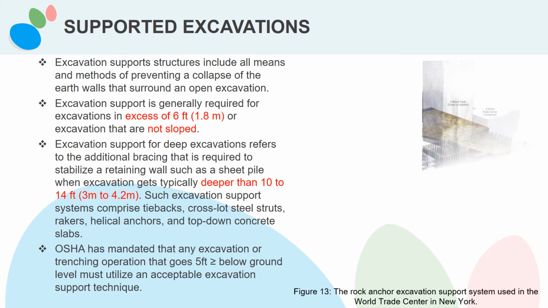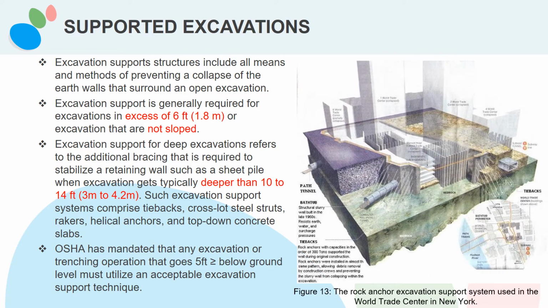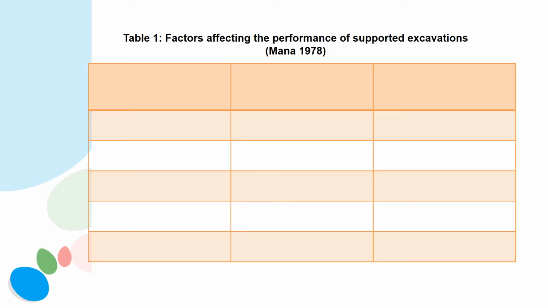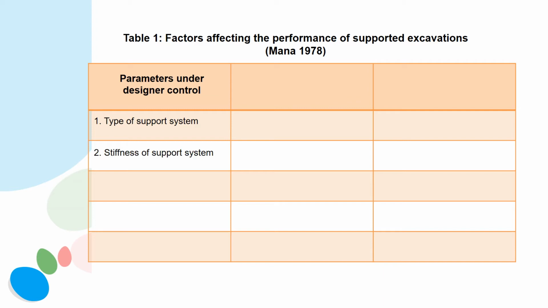Figure 13 shows the rock anchor excavation support system used in the World Trade Center in New York. Table 1 shows the factors affecting the performance of supported excavations according to Mana 1978. We consider 3 types of parameters affecting the performance of supported excavations. 4 parameters under designer control are: 1. Type of support system. 2. Stiffness of support system. 3. Degree of wall embedment.